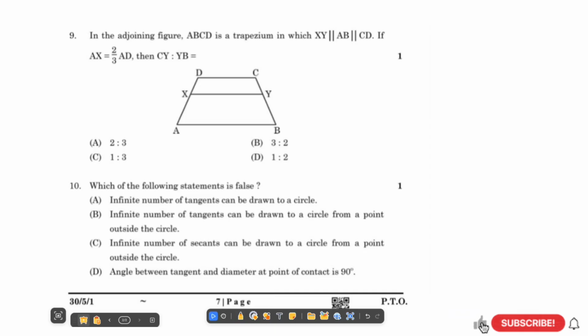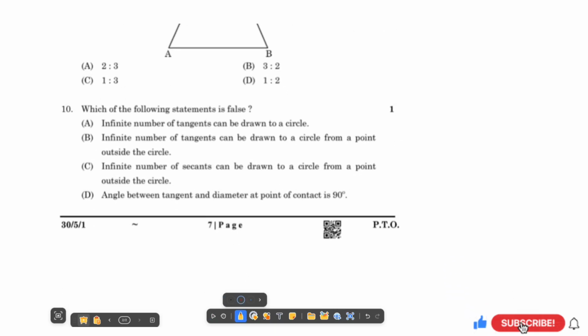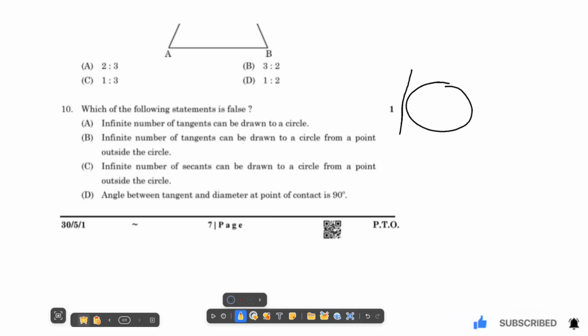So next, the 10th question. Which of the following statements is false? Infinite number of tangents can be drawn to a circle. So is it possible to draw infinite number of tangents to a circle? Yes. If you have a circle, you can draw infinite number of tangents. We can draw tangents at every point on the circle. So infinite number of tangents can be drawn. So this option A is true.